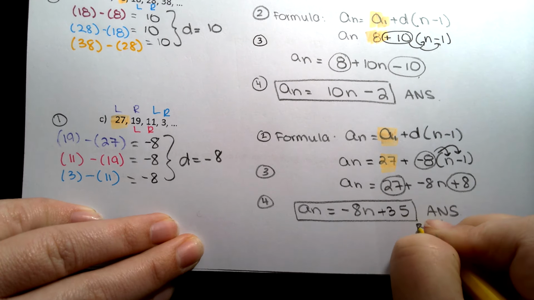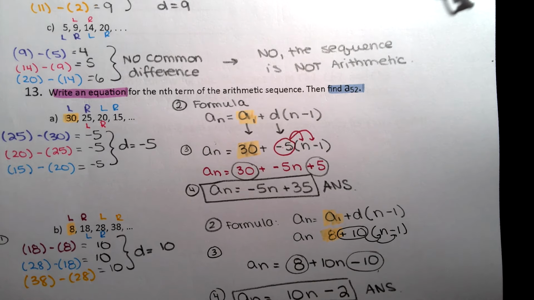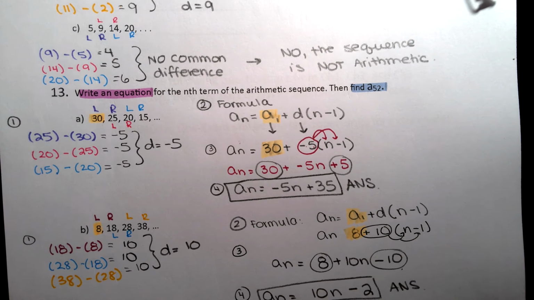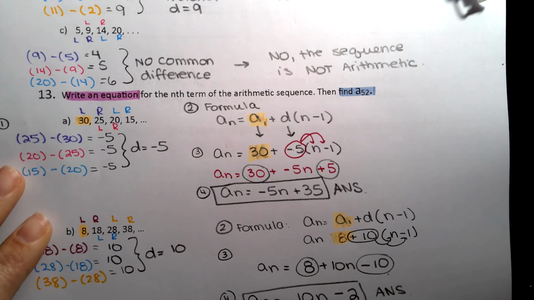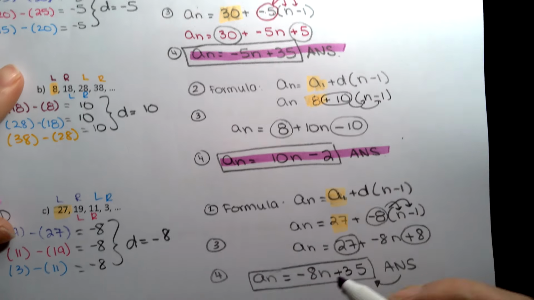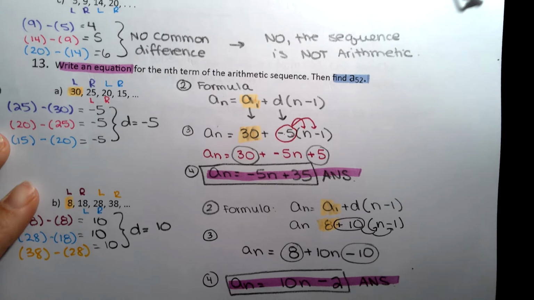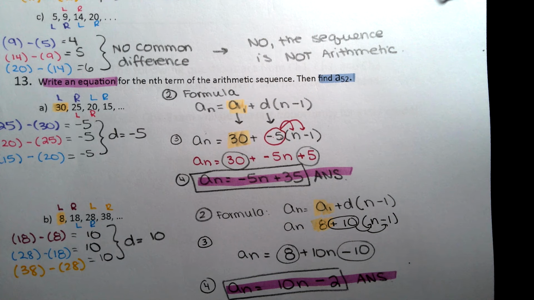After I have written out my equation, there is a part 2 to this question for question number 13. It asked us to write an equation and solve for the 52nd term. So writing the equation were these. Step number 4 was write the equation. After I write the equation, then I'm going to use that to solve for the 52nd term.